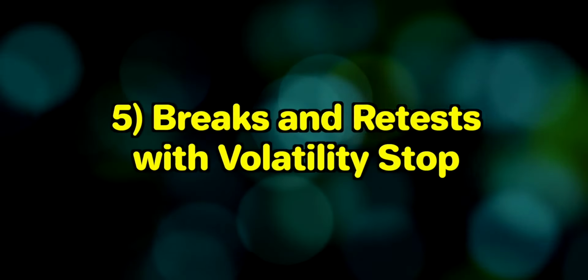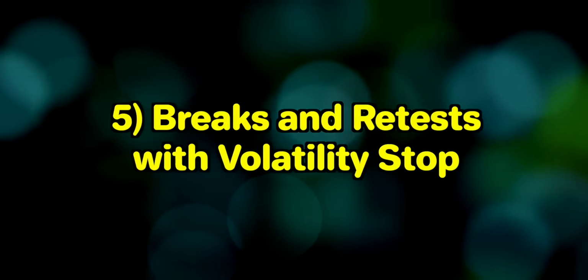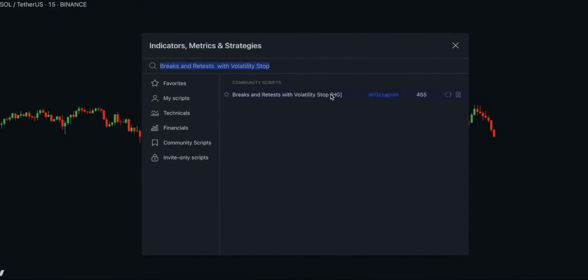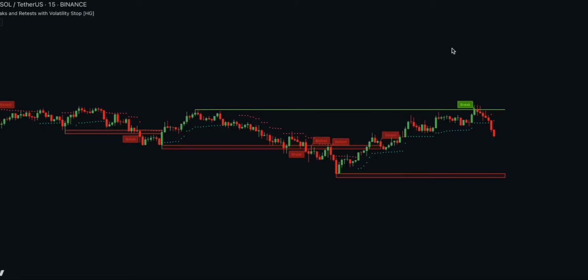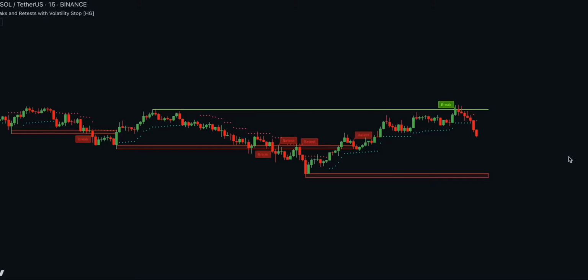In 5th place, I put a brand new indicator called Breaks and Retests with Volatility Stop by Getty. Most traders don't know about the existence of this tool yet. And let me tell you something. The signals given by it in the live market are so powerful that no other indicator like MACD or RSI can compare.